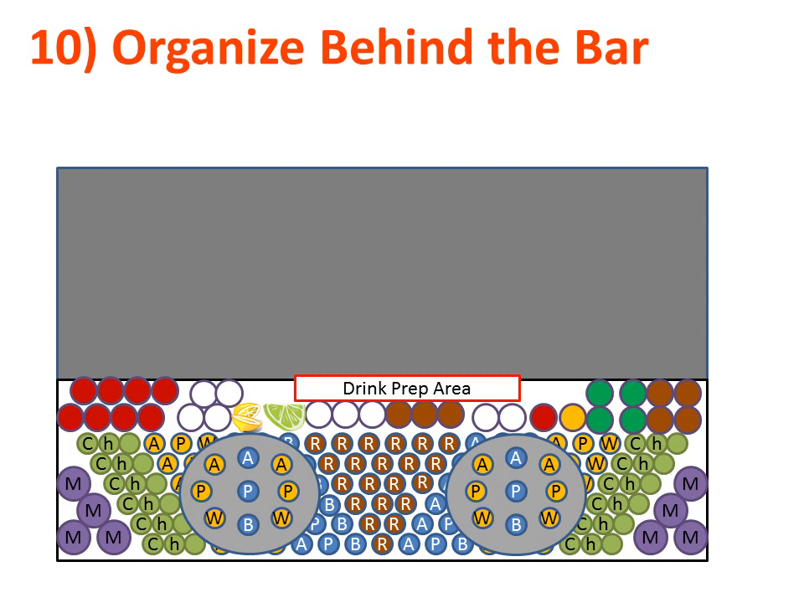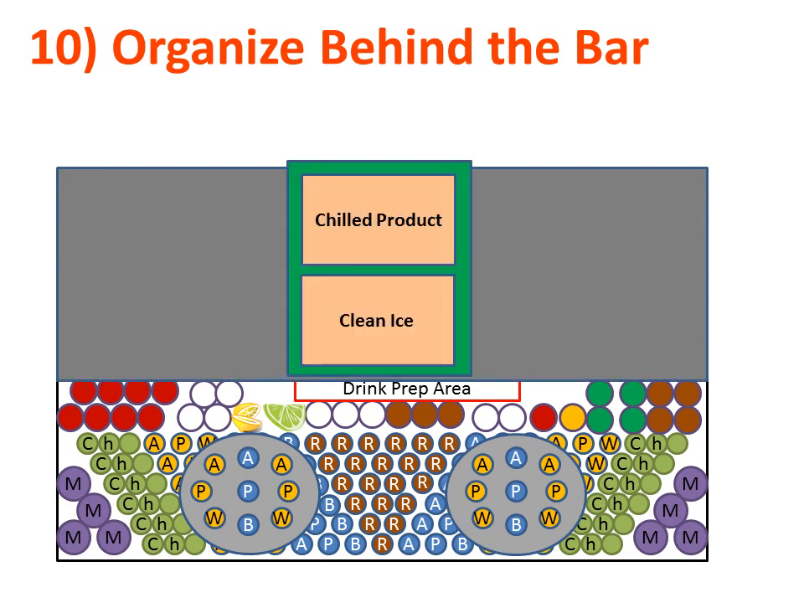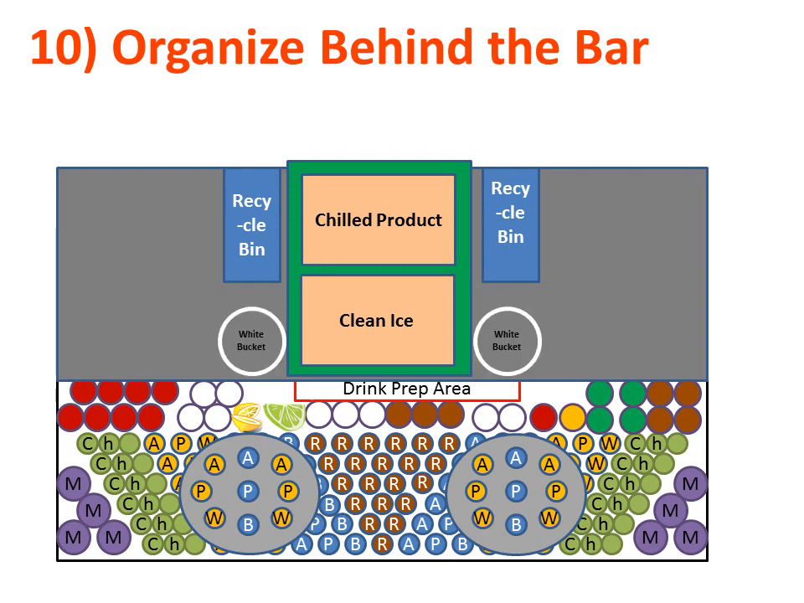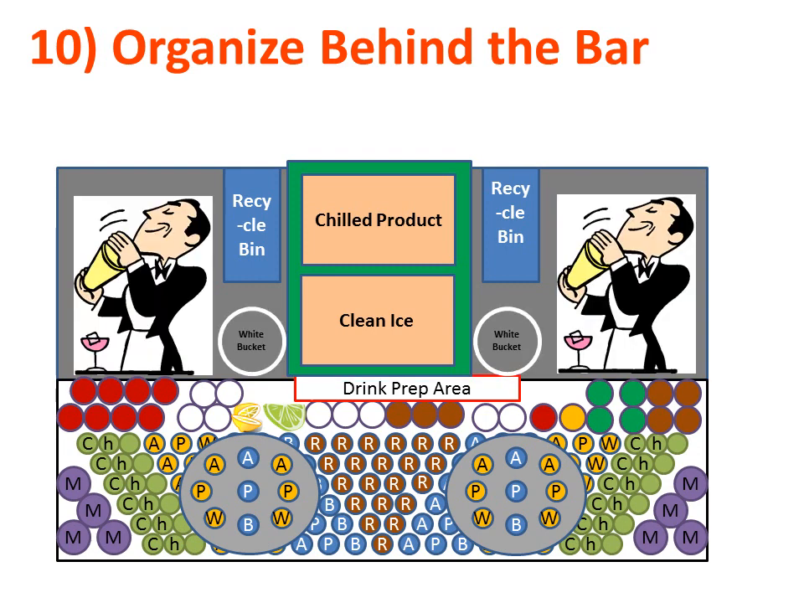Then, we begin to organize the area behind the bar. This begins by placing our gray bar mats in the area behind the bar. Next, we place our bar cart. This bar cart should already have the chilled product and the clean ice in it. Then we place 2 trash cans for recycling, 2 white buckets for slop. This leaves the space for 2 bartenders to actually work behind the bar.